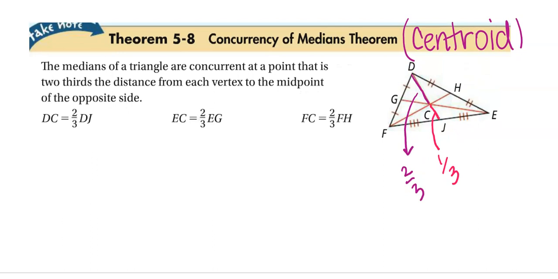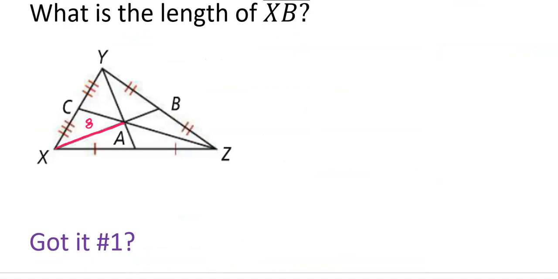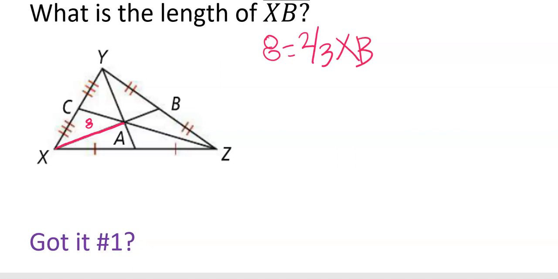If we look at this DC one, we have DC, correct? Okay, so that's the shorter one. So notice that's the part that's by itself. We take 2/3 of the entire length, and that equals that longer segment. Okay, so if we have the longer segment, which we do, we're going to set 8 equal to 2/3 of the entire segment XB.